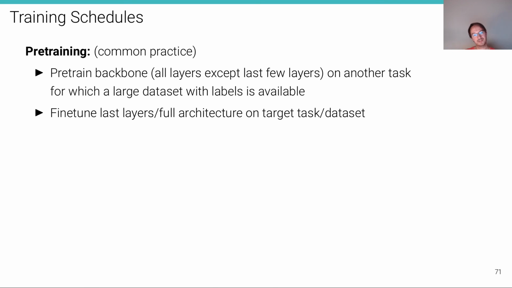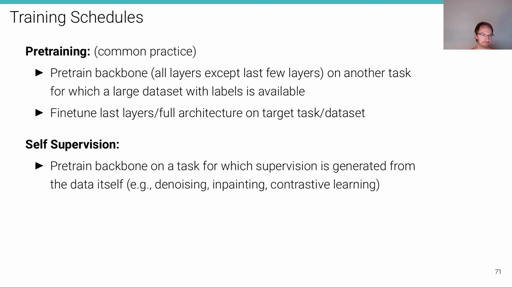And then you can fine-tune either just the last layers or the full architecture on your target task and dataset that has less samples annotated. And it has been shown that this leads to significant improvements in performance. And so many people just start by pre-trained networks on some task and fine-tune them for their task of interest. This is a kind of transfer learning.